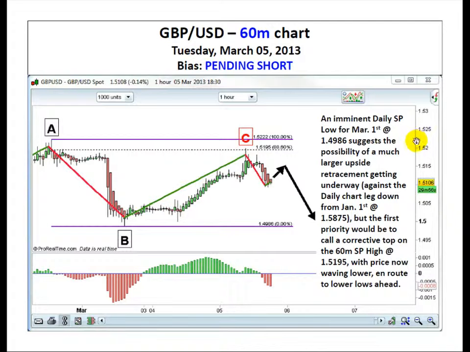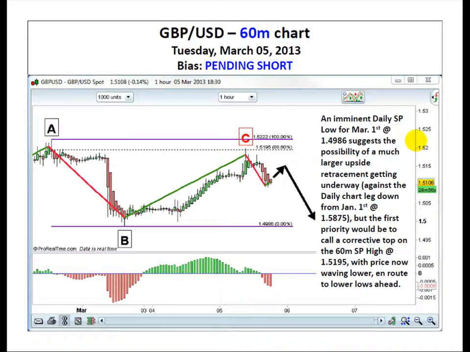It said, an imminent daily swing point low for March 1st at 1.4986 suggests the possibility of a much larger upside retracement getting underway against the daily chart leg down from January 1st at 1.5875. But the first priority would be to call a corrective top on the 60-minute swing point high at 1.5195, with price now waving lower en route to lower lows ahead.